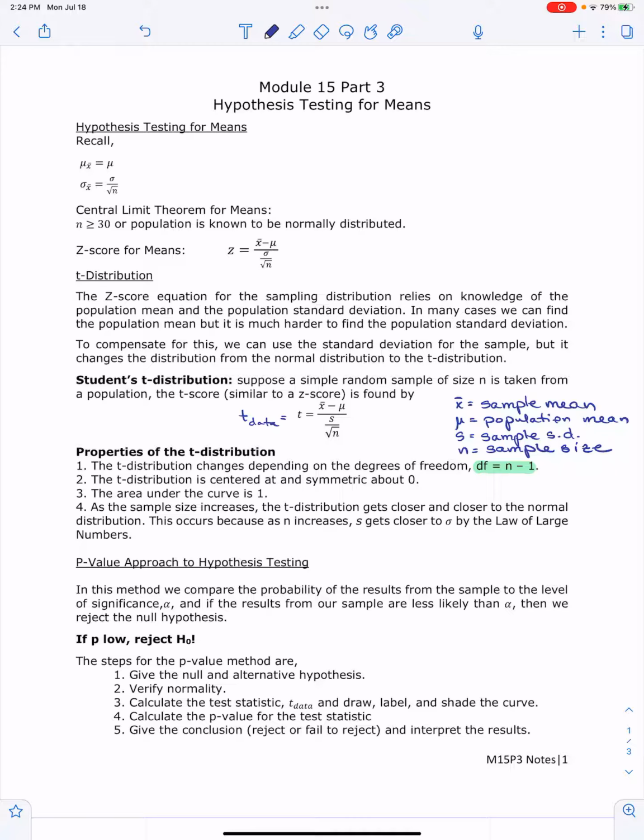Okay. And so we can use the t-distribution and the critical value method or the p-value method. I will tell you when it comes to using the t-distribution, I do all of the examples using the critical value method because that just makes a little more sense to me.